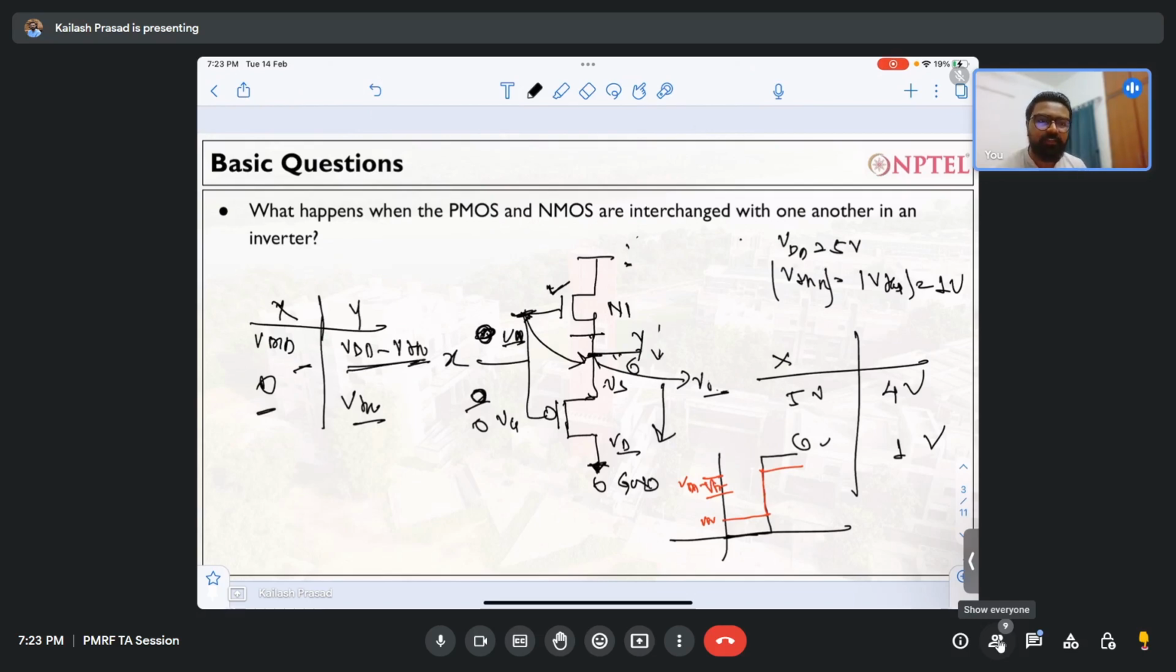Now the question is, if I want to design a good buffer, what should I do? What is the best way to design a buffer? I have to change the scaling. Change the scaling, yes. What do you mean by that? Width of the PMOS. No, no, sorry.